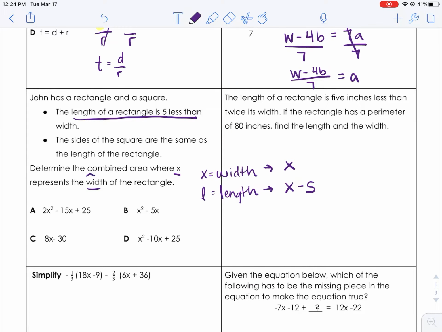And we want to find the combined area of his rectangle and his square. So for the rectangle, we can go ahead and figure that out. We know that area equals length times width.